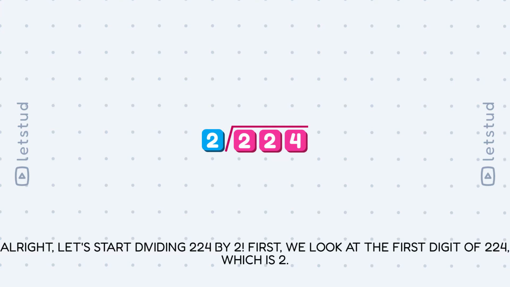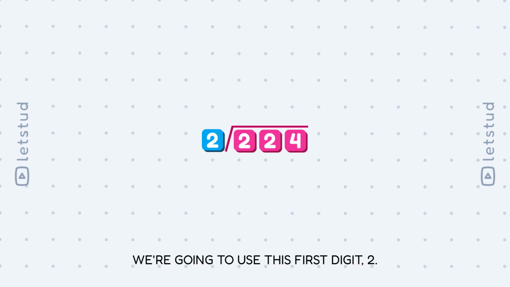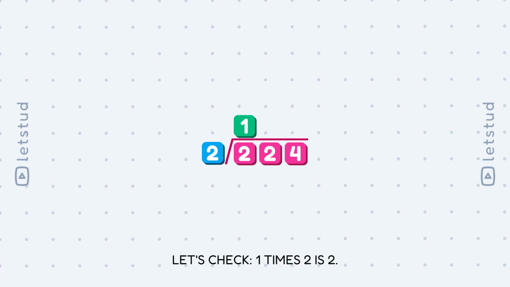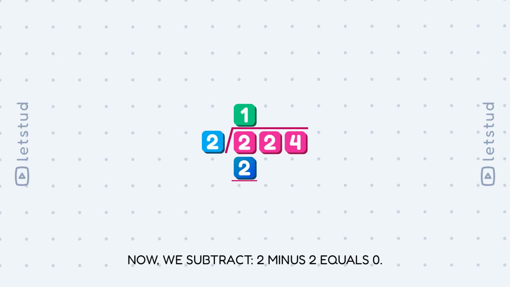Alright, let's start dividing 224 by 2. First, we look at the first digit of 224, which is 2. We're going to use this first digit 2. How many times does 2 fit into 2? It fits exactly 1 time. Let's check. 1 times 2 is 2. Now we subtract. 2 minus 2 equals 0.